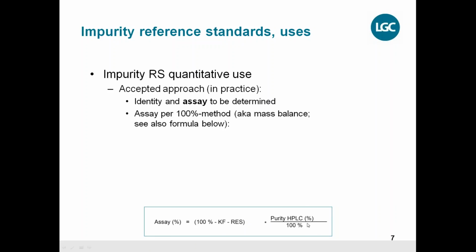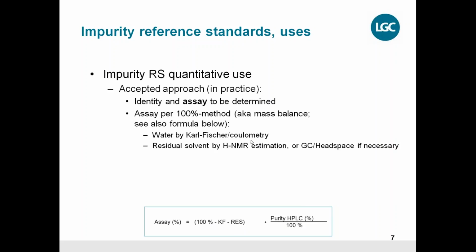from 100% and multiply then with chromatographic purity. However, for an impurity standard, the normal approach is to do this one here: water and residue solvents. Sulfated ash experiments for the inorganic content are normally done for APIs only. And you see that also reflected here in the presentation.